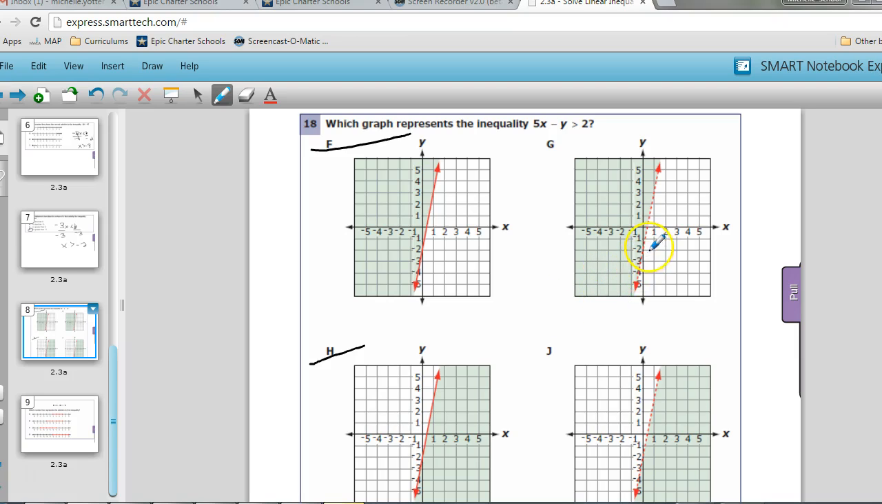So the easiest thing to do here is we really have a difference of shading. Is the shading on this side or is the shading on this side? It doesn't go through the point 0, 0, so let's try that. So if we put in 0, 0, this whole thing would go to 0, and you'd get 0 is greater than 2. So then you ask yourself, is 0 greater than 2? If it is, you shade on that side. If it's not, then you shade on the opposite side. 0 is not greater than 2, so the answer must be J. We shade on the side opposite of the point we tested. And always test the point 0, 0 if possible.